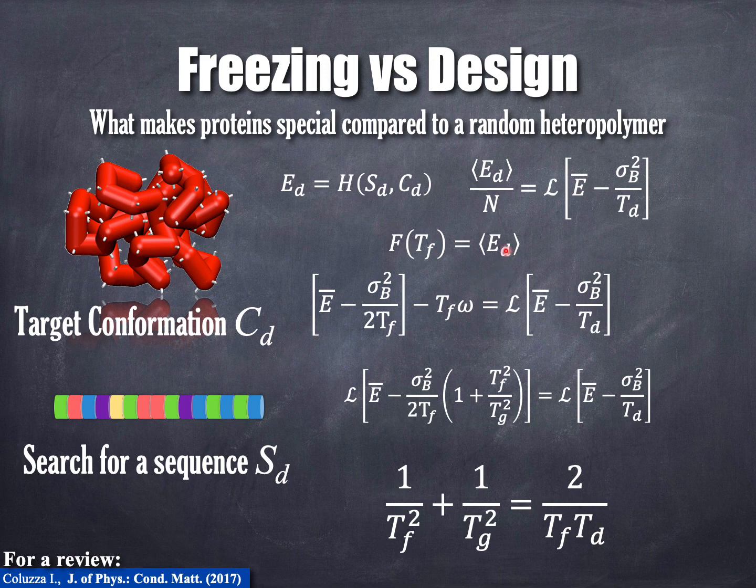This equality condition, which translates mathematically to equalizing the free energy expression that we derived for a temperature above the glass transition to the energy of the design state, leads to a final expression for the phase diagram of the entire heteropolymer freezing system that is defined by this equation of state here that connects the folding temperature, the glass temperature, and the design temperature.